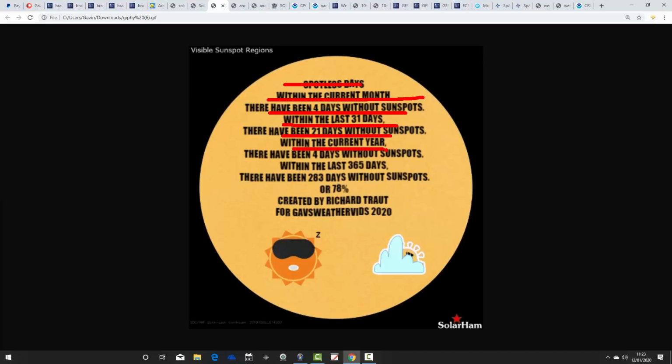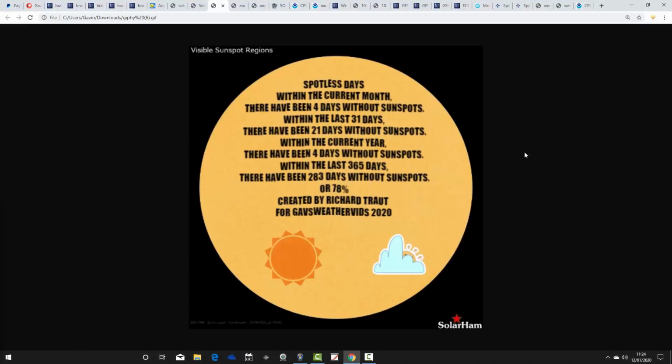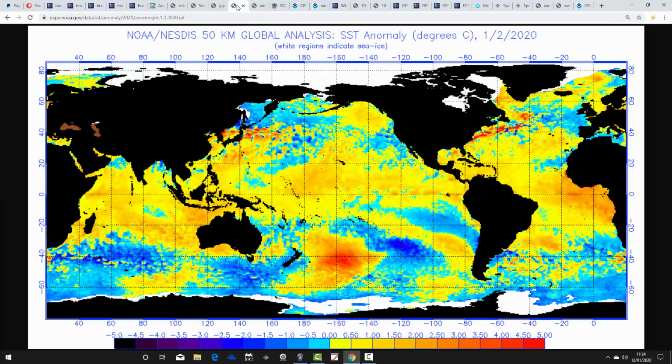So we've been through this little burst of activity. Within the last 365 days, there have been 283 days without sunspots. That is 70% of 2019, just into the beginning of 2020. So that tells us we are still at deep solar minimum, despite the fact that we have had this small level of sunspots over the New Year period. And again, those sunspots have mainly belonged to solar cycle 25. Big thanks to James and Richard for their data.